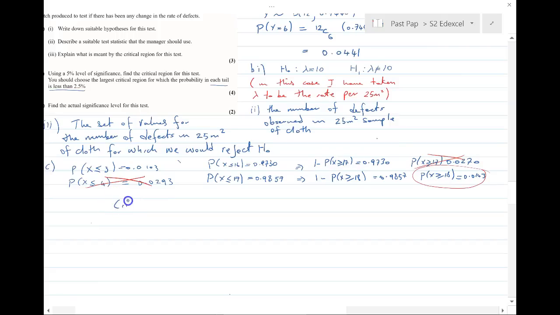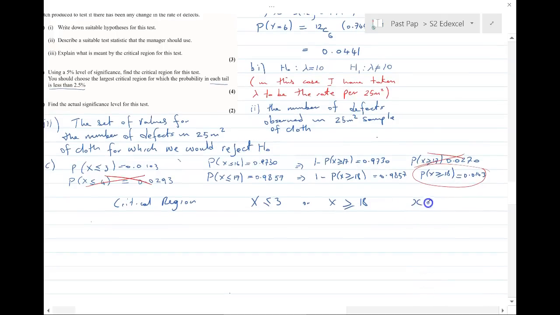So the critical region is x is less than or equal to 3, together with x is greater than or equal to 18. Now for the pure mathematicians amongst you, you can say that x is a positive integer because obviously it's discrete, but that's not necessary. The mark scheme doesn't indicate that that's what we're looking for.